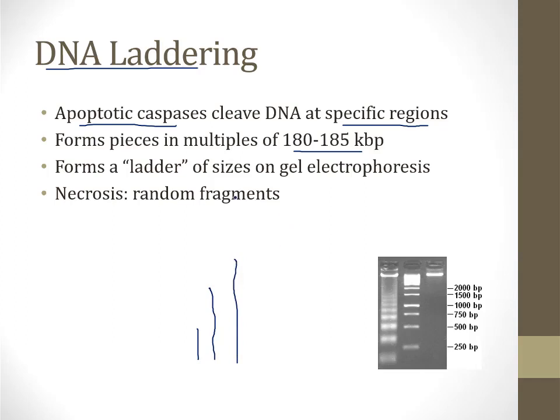When you spread these out on a gel, you form a ladder of sizes as shown in the bottom right side of the screen. And when you see this nice orderly ladder where the pieces are all multiples of 180, you know that apoptosis has occurred. In contrast, cells that undergo necrosis have random fracturing of the DNA, and this leaves pieces of DNA of many different fragment lengths in size with no association to one another.